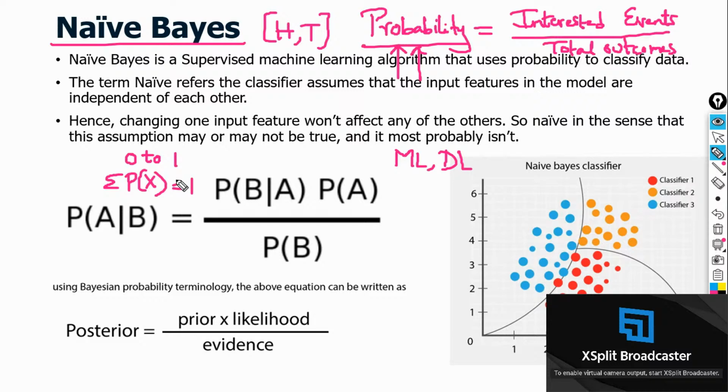Then we also understood the concept of conditional probability. Right? So what is conditional probability?